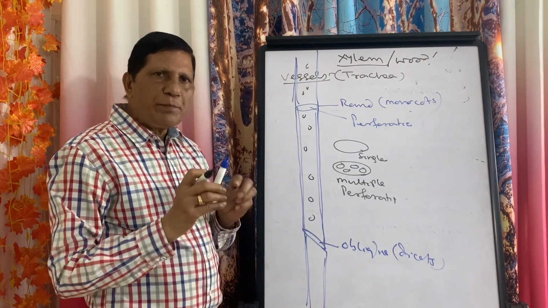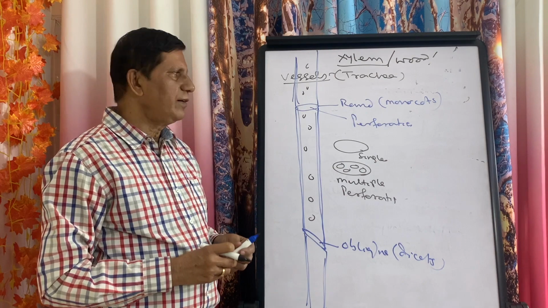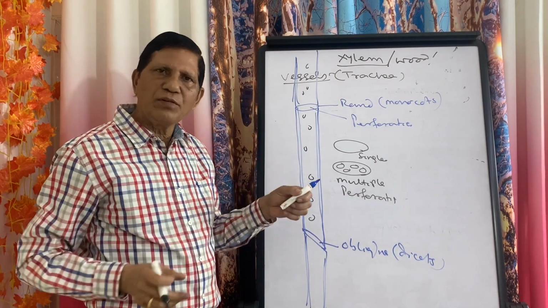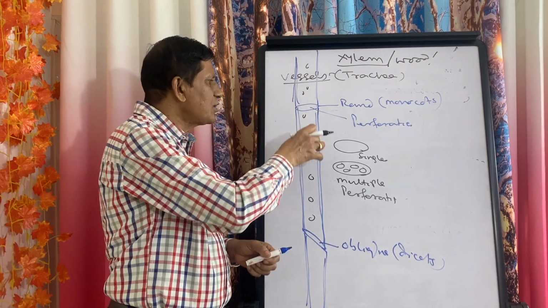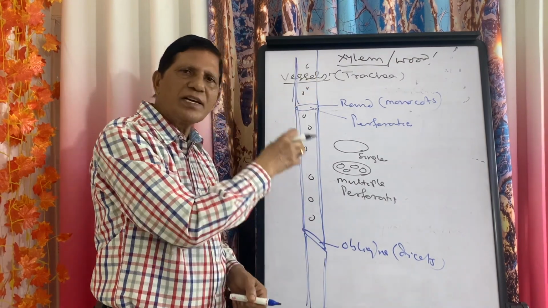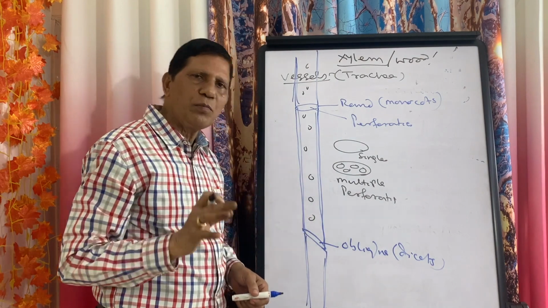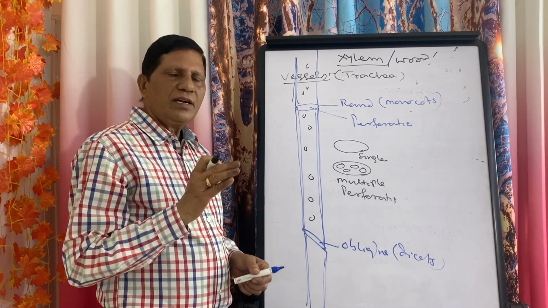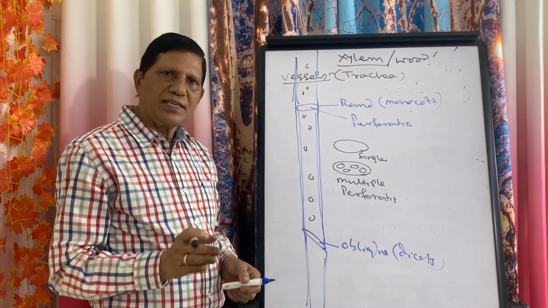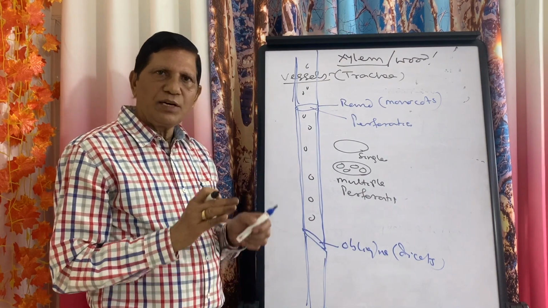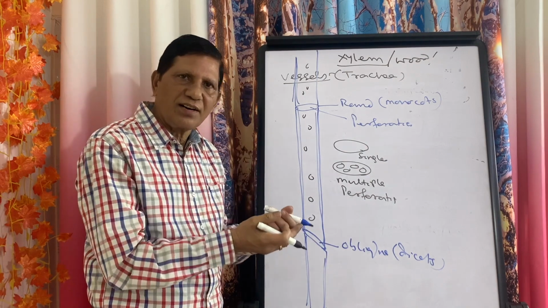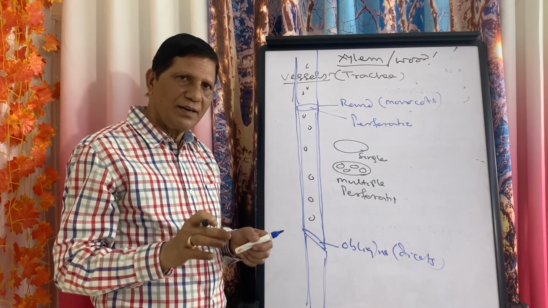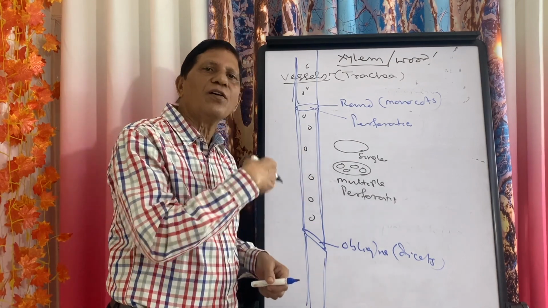So if we compare tracheids and vessels, we will find that tracheids are single cells. They are not connected with each other, whereas the vessels form a longitudinal tube-like structure because their end walls are perforated. This is one of the major differences. The second one is that the cell walls are thick in both cases, but the walls of tracheids are thicker, while the walls of vessels are thick. Both are thick, but if this is thick, we can call it thicker.